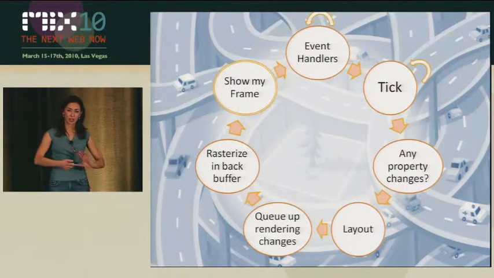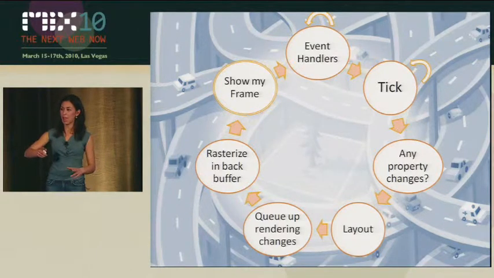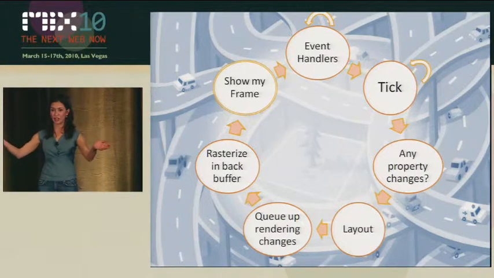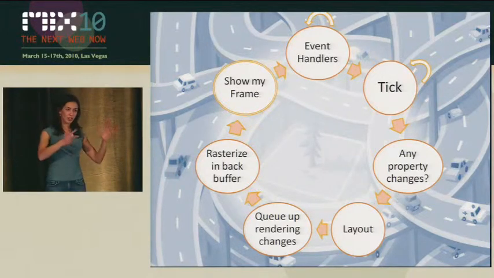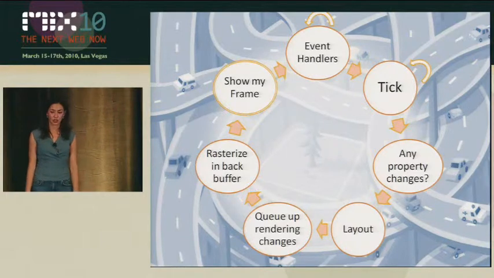After the layout system occurs and walks through the entire tree, we queue up all of the rendering changes that happen per scene. Notice that this happens once per frame. If you have 5, 10, 15 animations going on, we're only rasterizing 1 back buffer at any point in time. Generate all the changes, and then we present it to the compositor and ask it to show our frame.